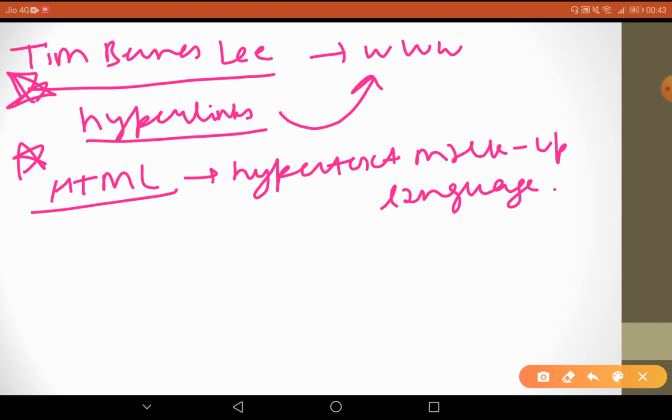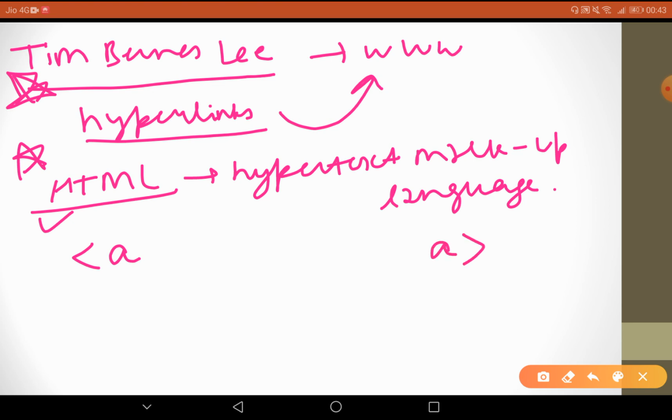Now let's see how any hyperlink looks in HTML code. If any web page is written in HTML code, the hyperlink will be there in the HTML code. So this is written something like this.